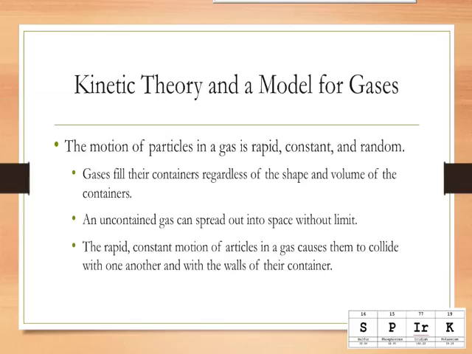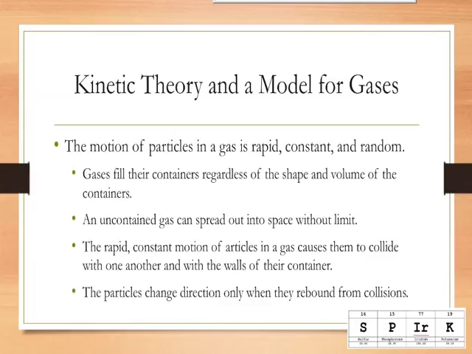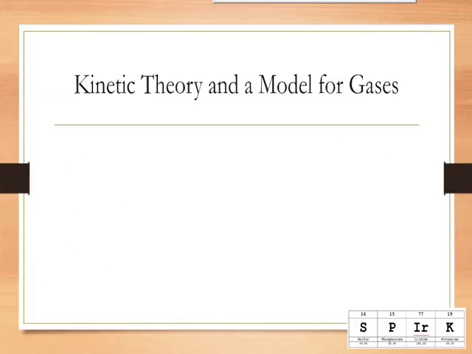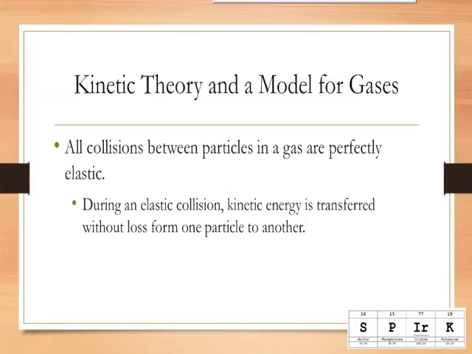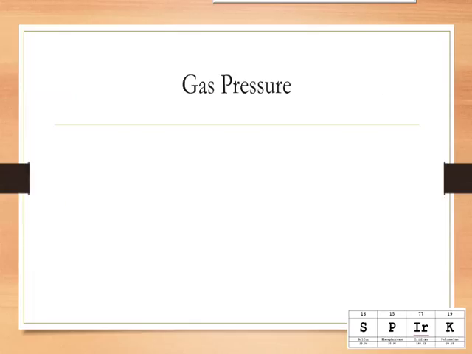The rapid, constant motion of particles in a gas causes them to collide with one another and with the walls of their container. The particles change direction only when they rebound from collisions, so they travel in straight paths. All collisions between particles in a gas are perfectly elastic. During an elastic collision, kinetic energy is transferred without loss from one particle to another. The total kinetic energy remains constant.